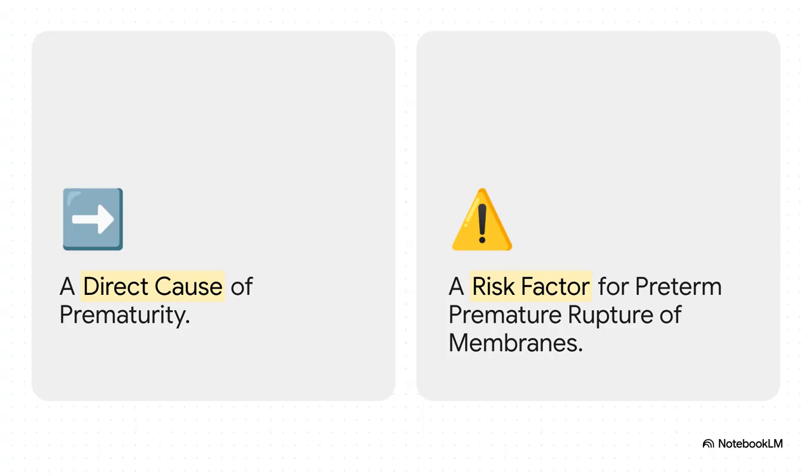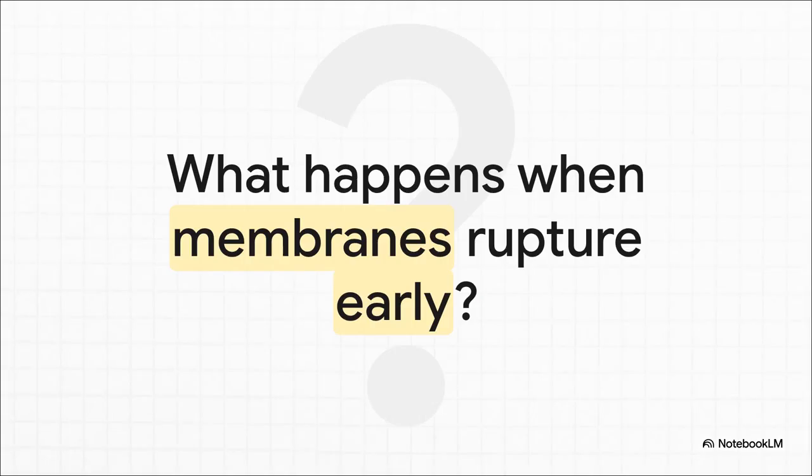This is where it gets really interesting because the infection plays two different roles. On one hand, it can be a direct cause of prematurity, meaning it can literally trigger labor to start way too early. On the other hand, it's a huge risk factor for something called PPROM, which is when the amniotic sac breaks before it's supposed to. So you see, it can either cause an early birth directly or create the conditions that make it much more likely to happen.